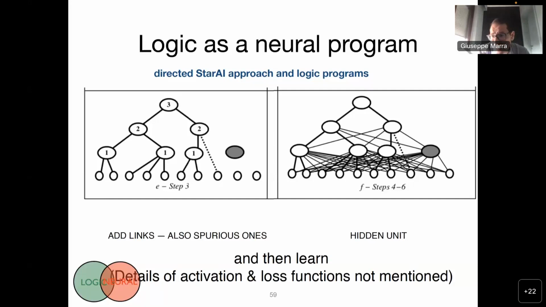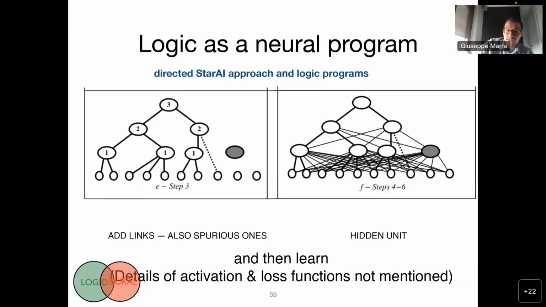What you get in the end is a layered neural net. There are some tricks about how to design the activation functions in order for the initial program to be as close as possible to the derivation from the logic. But the basic idea is this one. You pick a program and you use this program and the proof structure as the base for building the architecture of the net, which, if you remember, was a similar idea to building Bayesian nets for statistical relational AI.